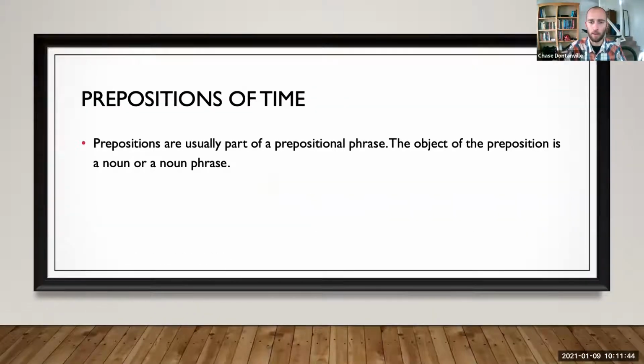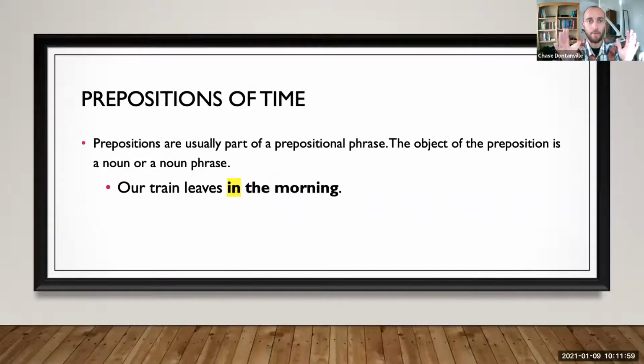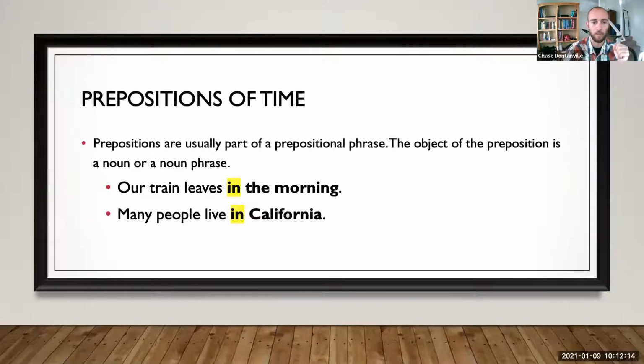Prepositions are usually part of a prepositional phrase. Remember, a phrase is a group of words. The object of the preposition is a noun or a noun phrase. For example, our train leaves in the morning. In the morning is the prepositional phrase, the group of words. In is the preposition. The morning is a noun phrase. So we take a preposition and a noun, put it together, prepositional phrase, in the morning. Many people live in California. In California is the prepositional phrase.